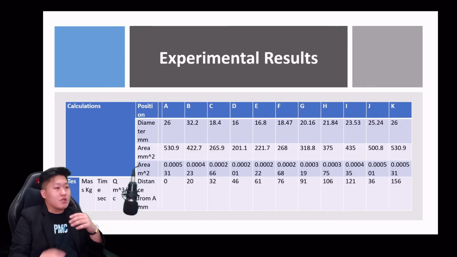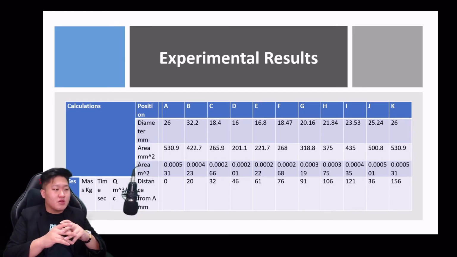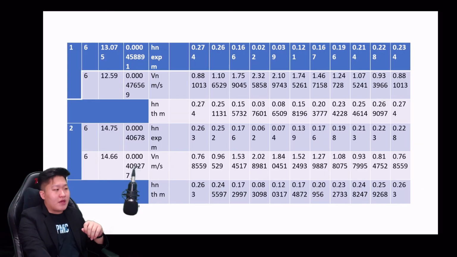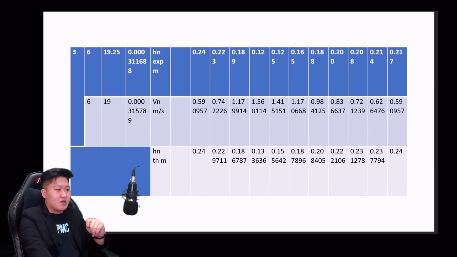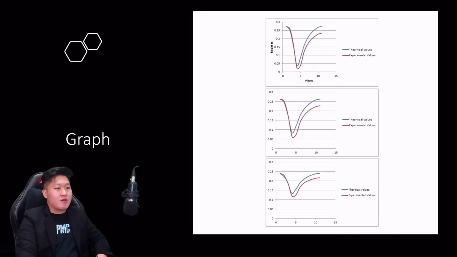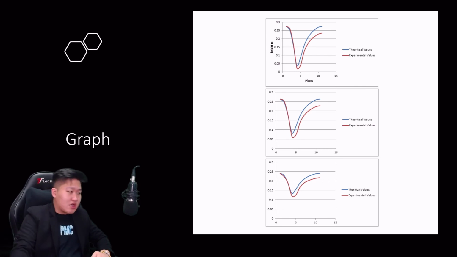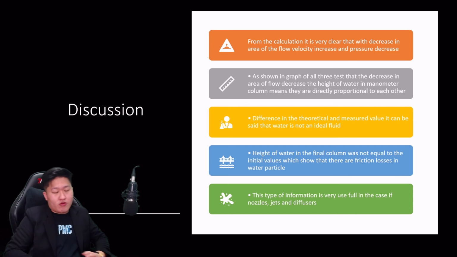So this is the experiment results, followed by this one, and also this one. After the experiment results, we have generated some graphs. So these 3 graphs are the graphs that we generated from the experiment. So let's move to the next one. The next one is the discussion according to the graph.